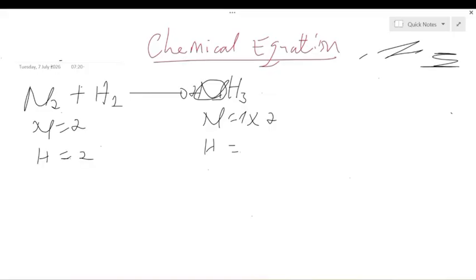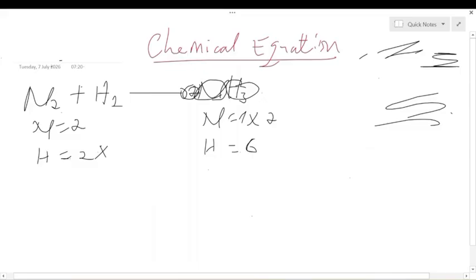We have 2 hydrogen atoms on this side. How many hydrogen atoms on this side? We have added 2 here. So this 2 multiplies this 3 hydrogen atoms, which is making up 6 hydrogen atoms. 6 hydrogen atoms here. So 2 and 6 are not the same. If we multiply this by a certain number, which is 3, it's going to make them to be the same.